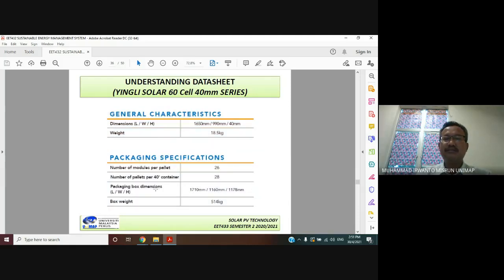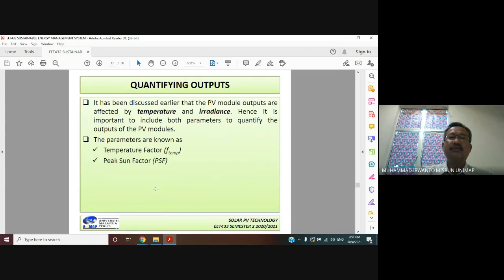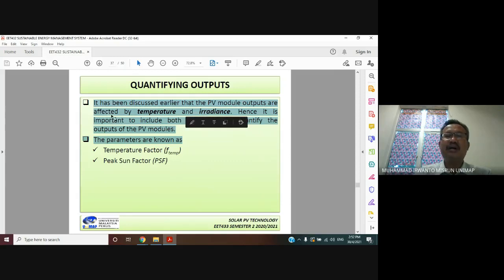Okay, and then we want to discuss the quantified outputs, meaning the performance of the PV module. It has been discussed early. The performance of the PV module is affected by temperature and irradiance. Hence it is important to include both parameters to quantify the output of PV modules.